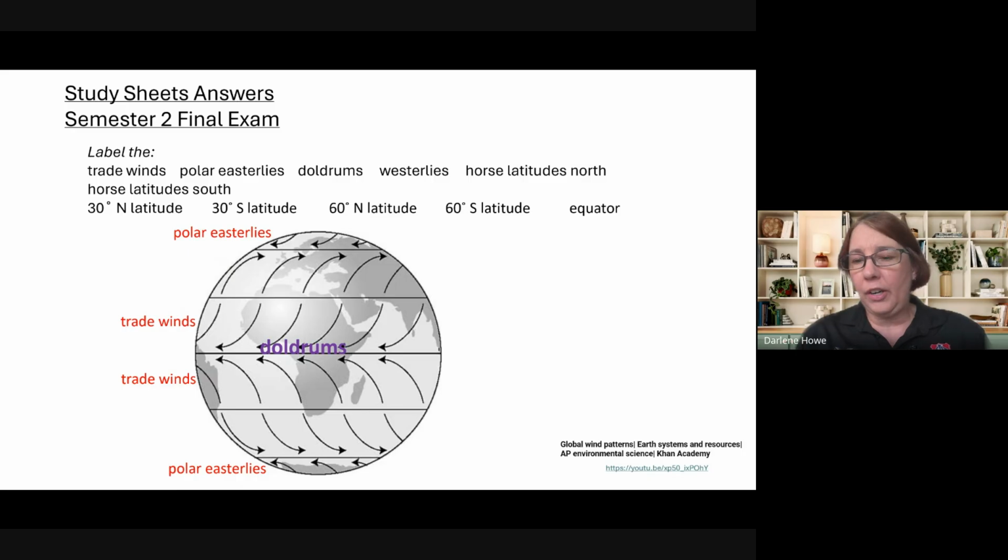Okay, westerlies are another type of global wind. Westerlies are named from where they start blowing. So they start in the west and they blow to the east. The westerlies are found between 30 degrees north and 60 degrees north, and 30 degrees south and 60 degrees south latitudes. Now we've got all of our global winds. We want to now label the horse latitudes north and horse latitudes south. Just like the doldrums, the horse latitudes are areas of very little wind. So where do we find horse latitudes north? Think about that for a minute.